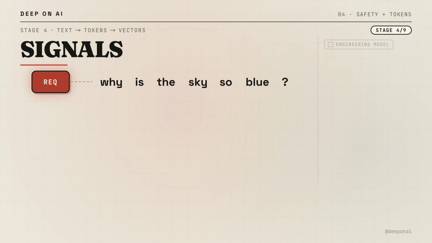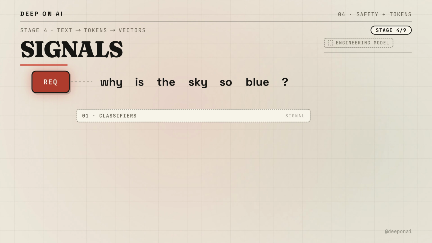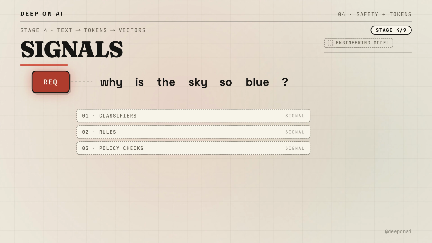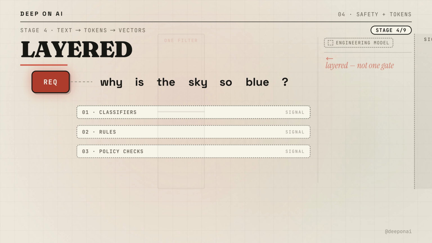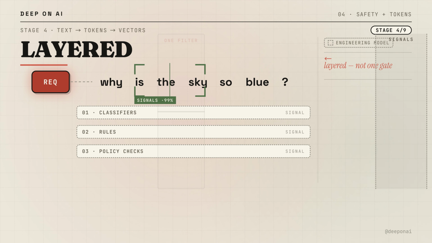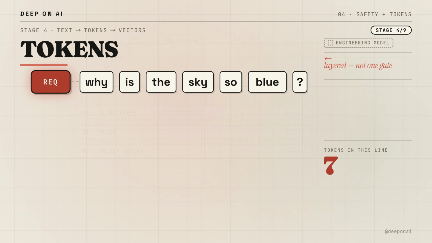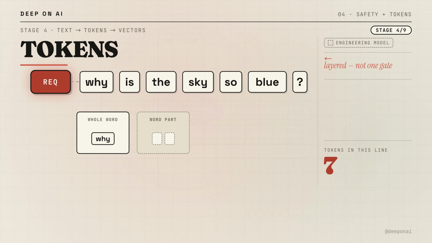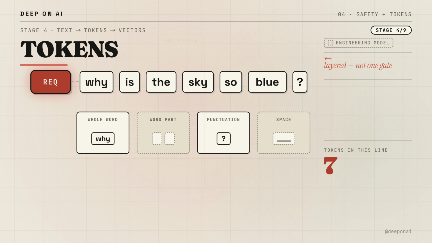Before and around generation, the platform can use classifiers, rules, and policy checks to identify risky requests or outputs. Do not picture one magical red filter. Modern AI safety is layered, and different checks can happen at different points. The text is also converted into tokens, the units the model actually processes. A token can be a whole short word, part of a word, punctuation, or even a space pattern. In English, one token is often around 4 characters, but that is only a rough rule, and it varies by language and content.